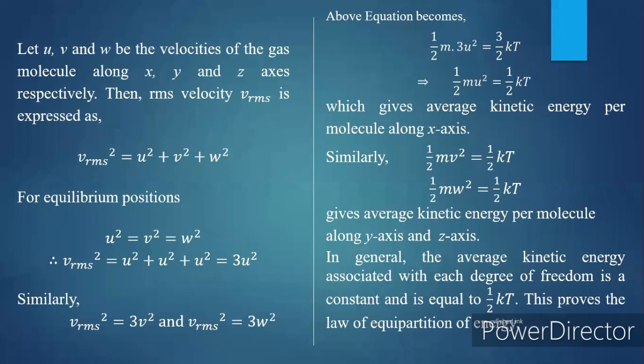Now we have to prove that each degree of freedom carries energy half kT. So for that, what you have to do is consider the proof for the equipartition energy theorem. Consider components of velocities U, V.